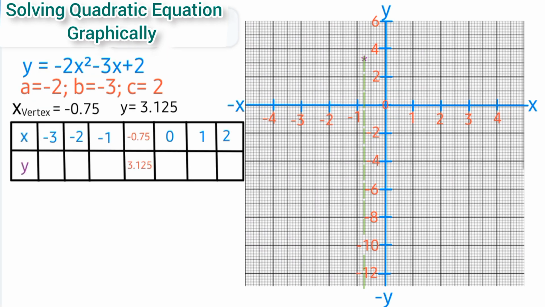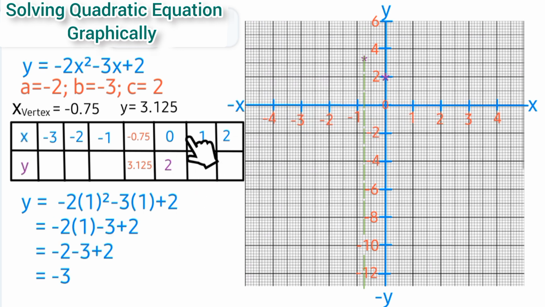Now let's pick additional values for x to the left and right of the vertex and calculate their corresponding y values. When x is 0, substituting 0 into our equation, we have minus 2 times x squared, we say x value is 0, so we have 0 squared minus 3 times x, our x value is 0, and then plus 2. So when x is 0, y value is 2.